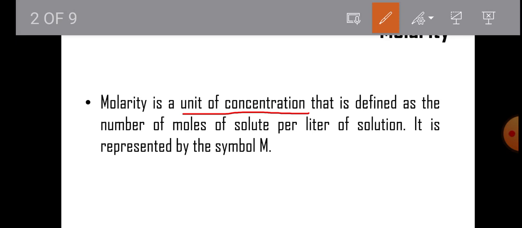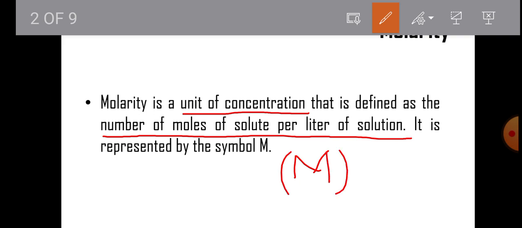Second thing, you should remember it is defined as the number of moles of solute per liter of solution, right? We know what a solution is. Molarity is represented by the symbol M, capital M, whereas normality is represented by capital letter N. Remember these notations. These abbreviations or notations can be used by yourself during the examination.